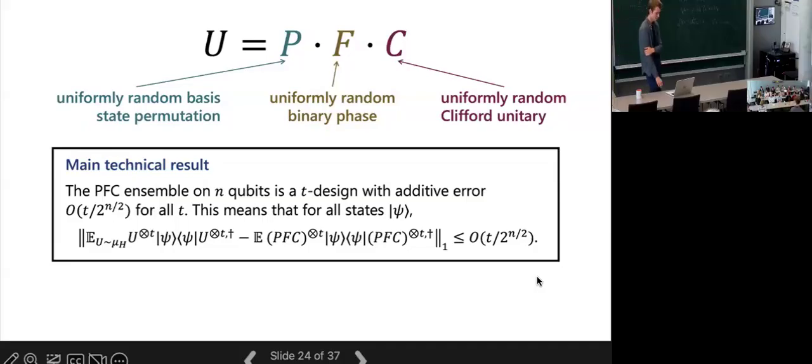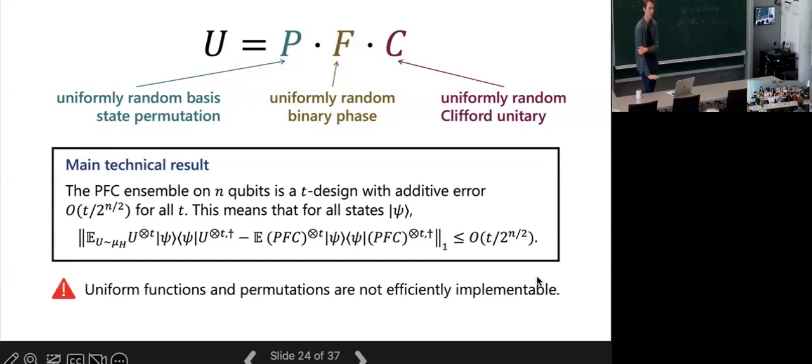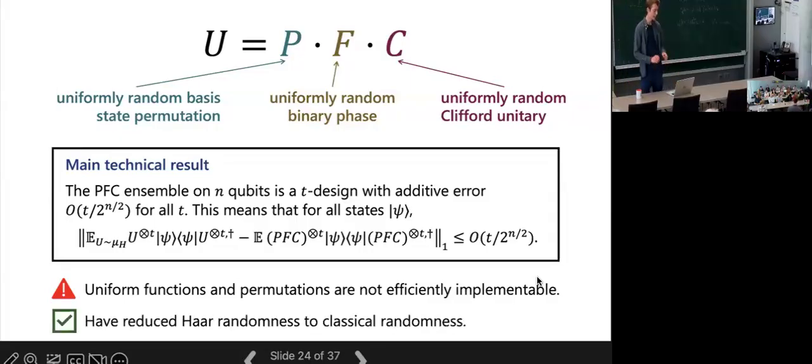Okay, so what have we achieved and what have we not achieved? We haven't solved the problem, right? I call this a T design here, but this is not efficient. In particular, the uniformly random basis state permutation and binary phase are not efficient. You can't sample from them. They basically use uniform functions, which again, there's too many of them. So these are not efficiently implementable, but they basically only use classical randomness. Again, the random Clifford we can kind of ignore because there's so few Clifford unitaries.